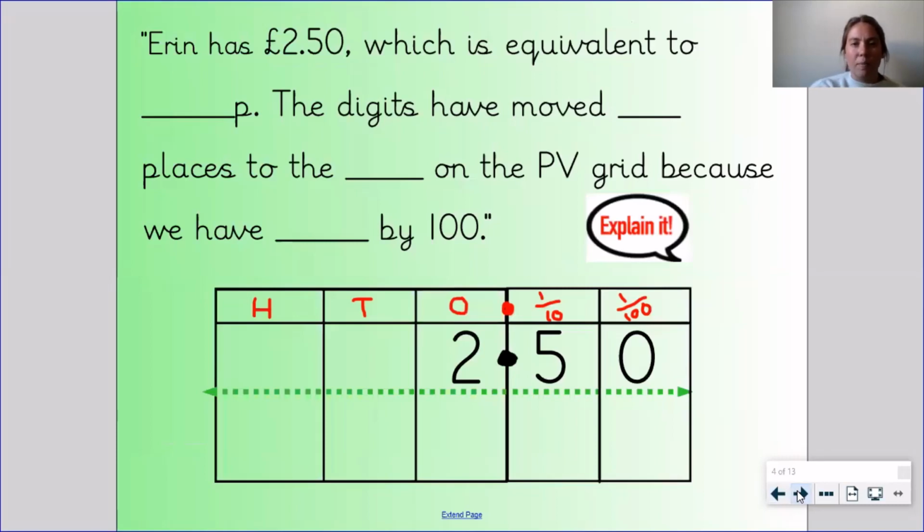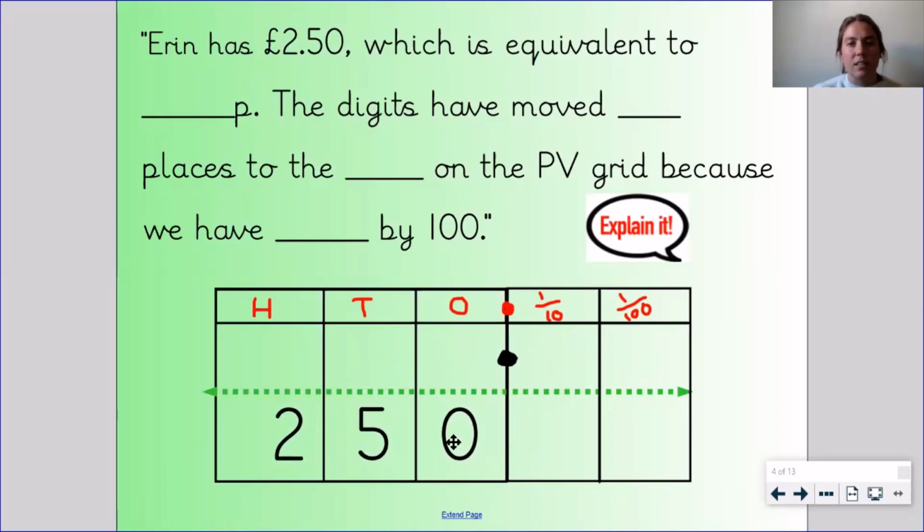Okay, so remembering that what I need to do is times by 100 to convert between pounds and pence. So Erin has £2.50, which means I need to move the number how many decimal places and in which direction. It's going to be to the left, isn't it? Remember, we're making the number bigger. We want to know how many parts there are. So 2 decimal places, because we're timesing by 100, and the number becomes 250.